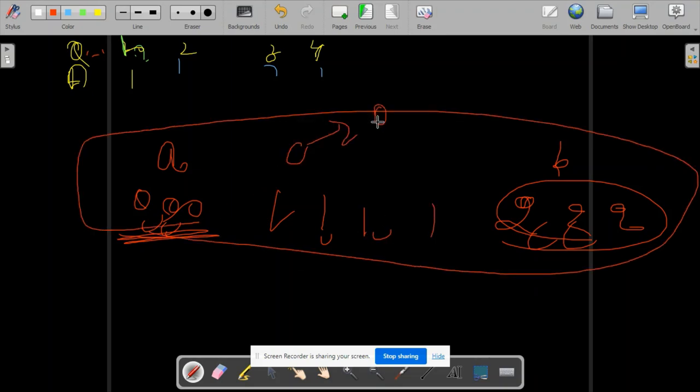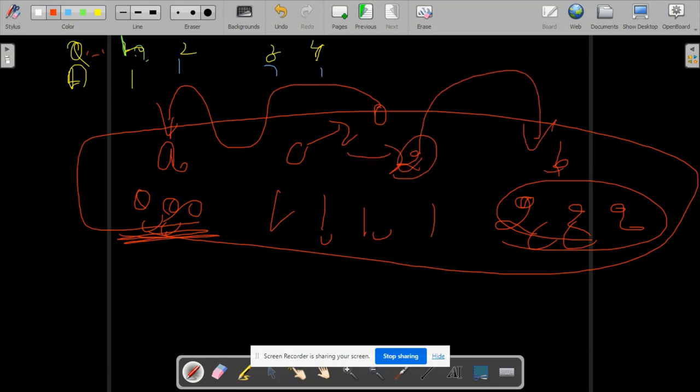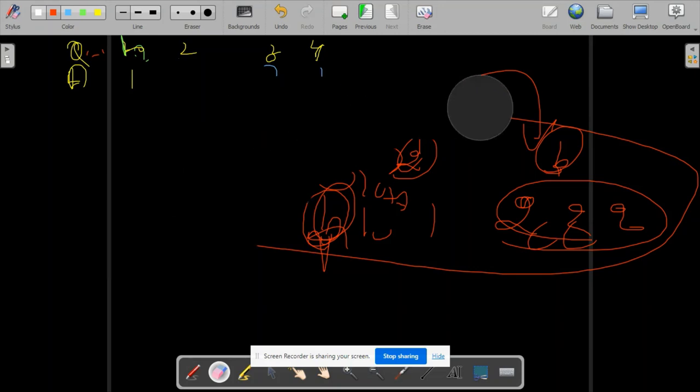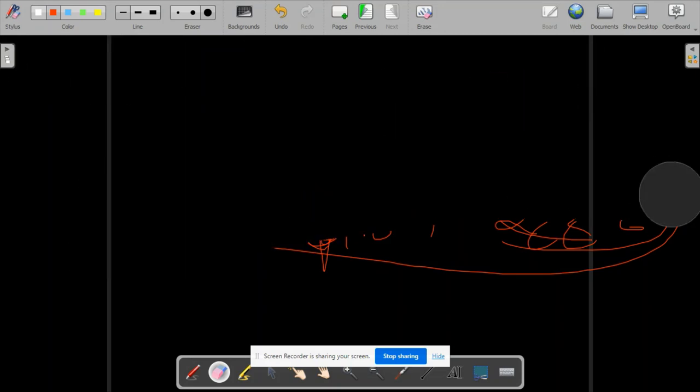Whenever C encounters a zero, it will hand over this zero to A. Take your zero by swapping. Whenever C encounters a two, it will give this two to B by swapping. Take your two. And whenever it finds a 1, it will not do anything. It will simply move ahead, because 1 is already at the correct position. This is the simple logic of this question. I hope this is clear to you.